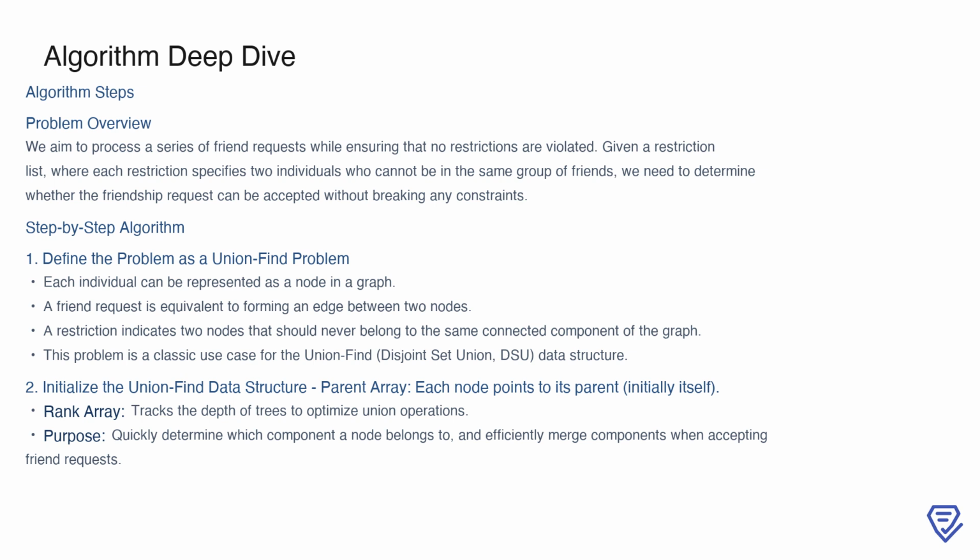To start, we initialize the union-find structure with two key components: the parent array, where each node initially points to itself, and the rank array, which helps optimize the merging process by keeping trees as shallow as possible. This setup will allow us to quickly and efficiently determine if two nodes belong to the same component, as well as merge components when necessary.